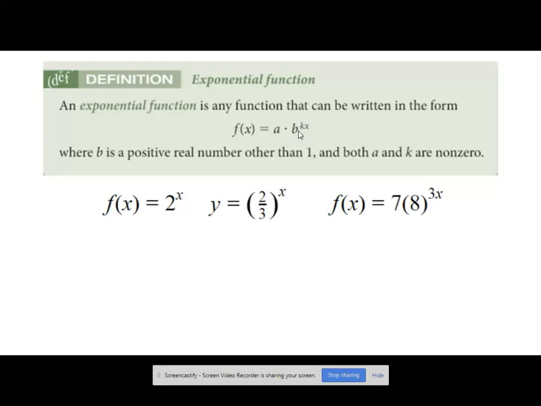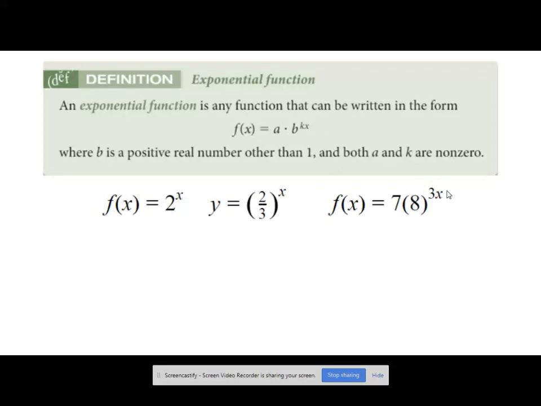A and b is a positive real number other than 1. It could be that we have a fraction. That's okay. It doesn't say it has to be an integer or a whole number. It just has to say that it's a real number. So 2/3 to the x power. And it could be, if we fill in all the blanks here, 7 times 8 to the 3x.